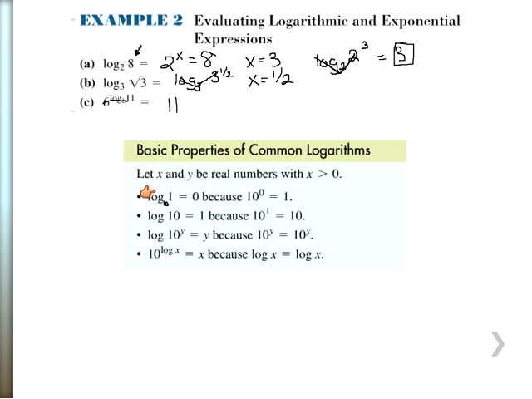So in this first one, I have log of 1 equals 0 because 10 to the 0 power is equal to 1. And then we have all of the other properties that we can follow here as well. So again, just keep in mind that my base is 10 if it's not written, because that's what the common logarithm base is.